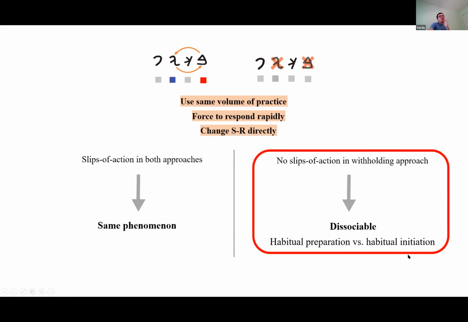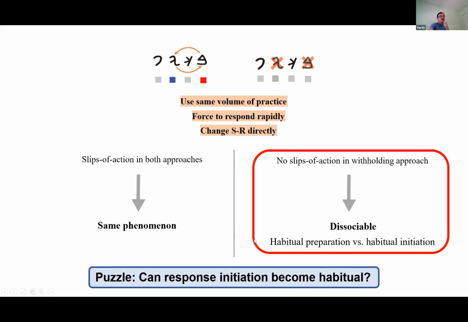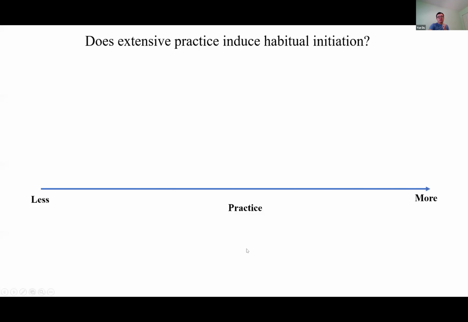So the results suggest a mechanistic explanation of why we observe different results under these two paradigms. And it suggests that the remapping and withholding paradigms actually tackle dissociable slips of action. So now the question remaining is, can response initiation become habitual? One answer is that it can probably never become habitual. The other possibility is that it may, but it may require extensive practice.